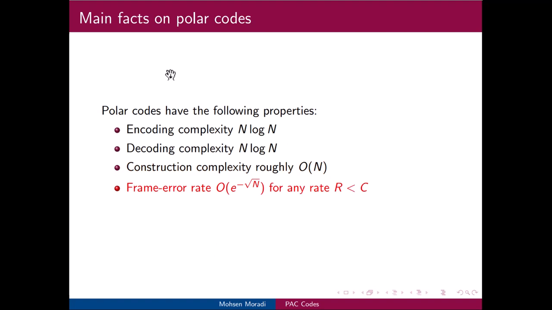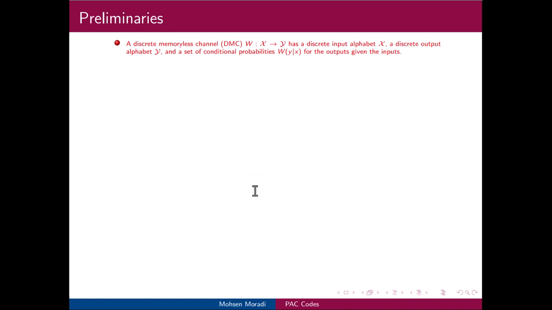Also, for polar codes, the frame error rate is in the order of e to the minus square root of n. We saw in Shannon's theorem that the frame error rate goes to 0 exponentially with n. But polar codes only go to 0 in the order of square root of n. So this is something that we may like to improve. We need some preliminary concepts to review the decoding of polar codes.